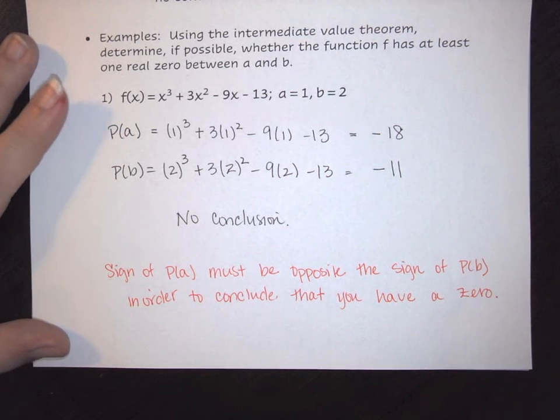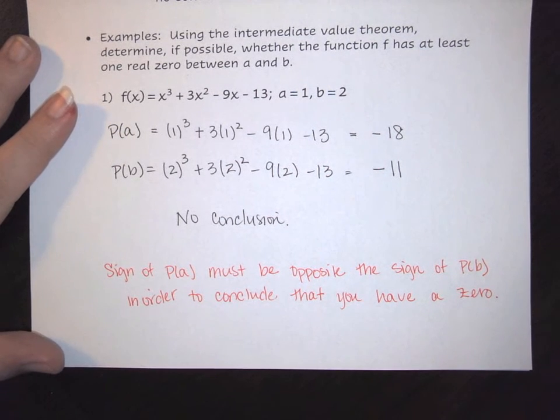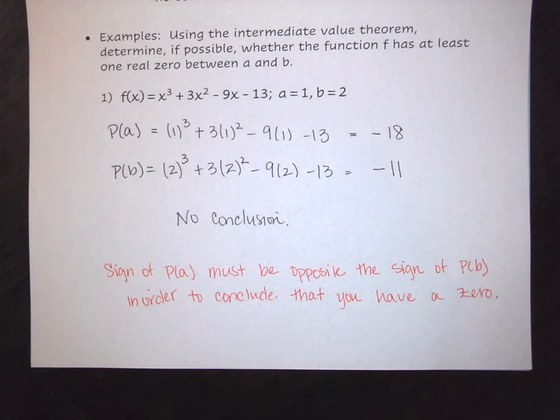So if you have any questions here, please let me know. This theorem can be a little bit confusing in the beginning, but the more practice you do with it, the easier it becomes. But it really just is that simple. You're going to plug in your value for a, and look at the sign that you got. You're going to plug in your value for b and look at its sign. And again, one more time, if the signs are the same, you cannot draw a conclusion. If the signs are opposite, then you can conclude that you might have a zero between those two values.